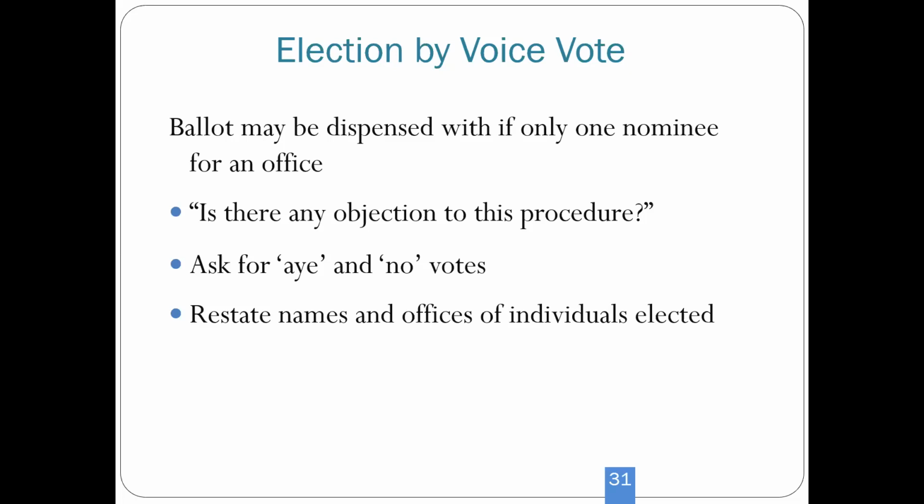If there is but one nominee for each position, the president would then say, if there are no objections, the ballots may be dispensed with since there is but one nominee for each office. Is there any objection to this procedure? Ask for an aye or a no vote. Then the president will restate all of the names and offices of individuals to be elected.